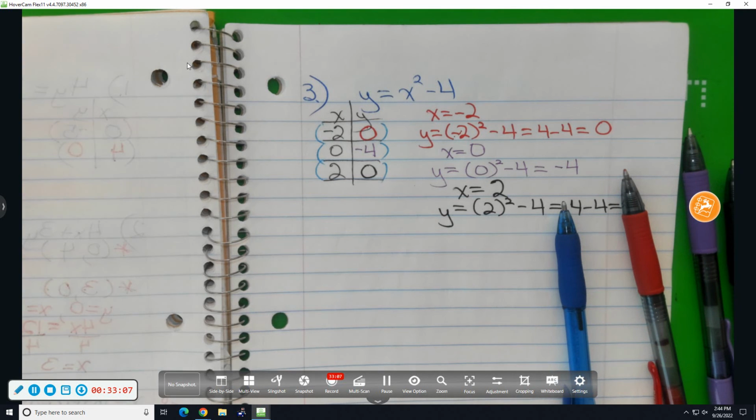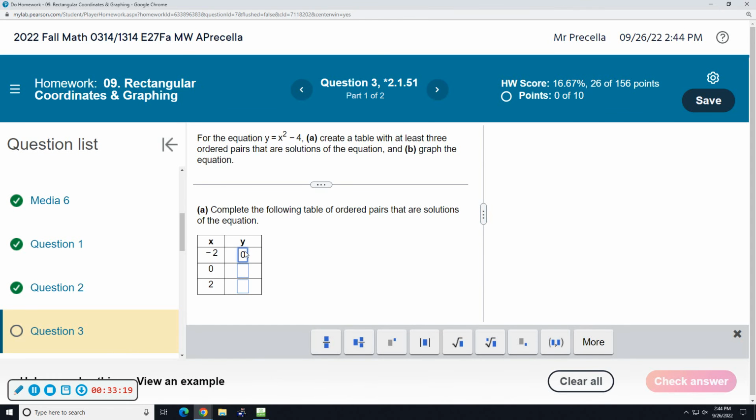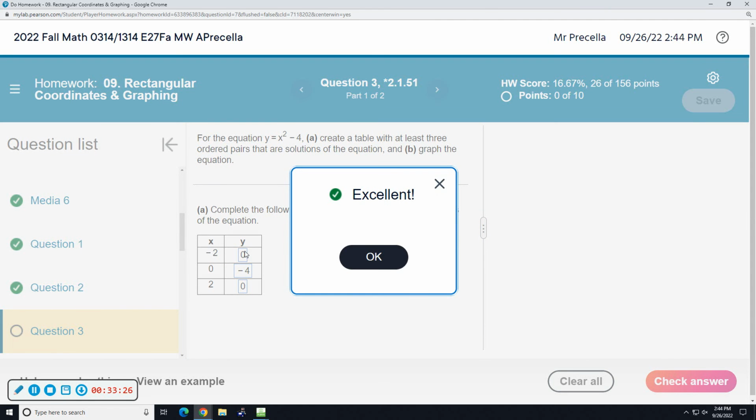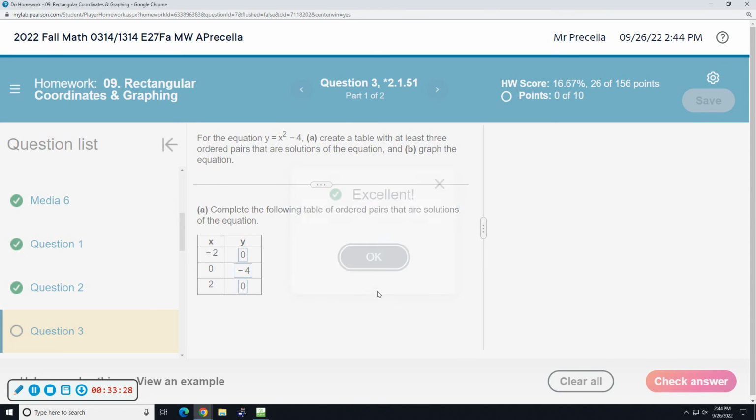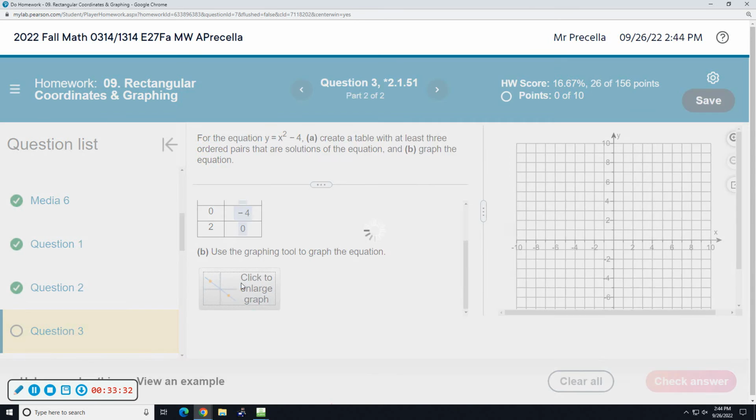So we're going to have to go to MyLab and we'll have to type in these y coordinates. 0, -4, 0. Check answer. And click to enlarge the graph.